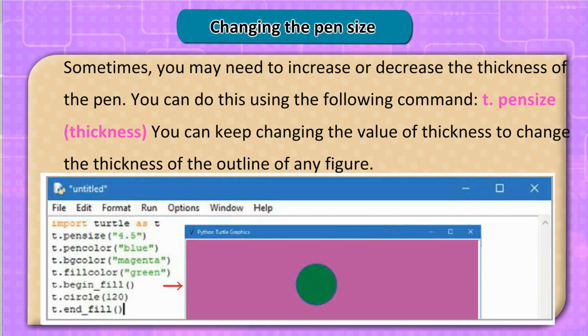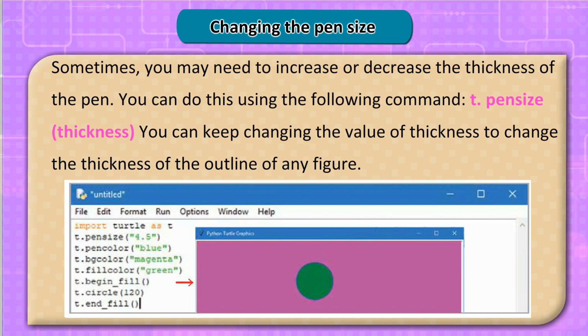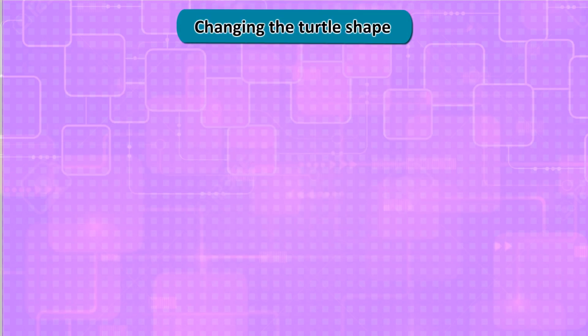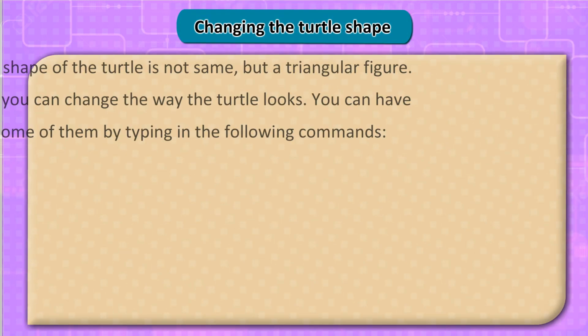Changing the pen size. Sometimes, you may need to increase or decrease the thickness of the pen. You can do this using the following command, T.pensize(thickness). You can keep changing the value of thickness to change the thickness of the outline of any figure.